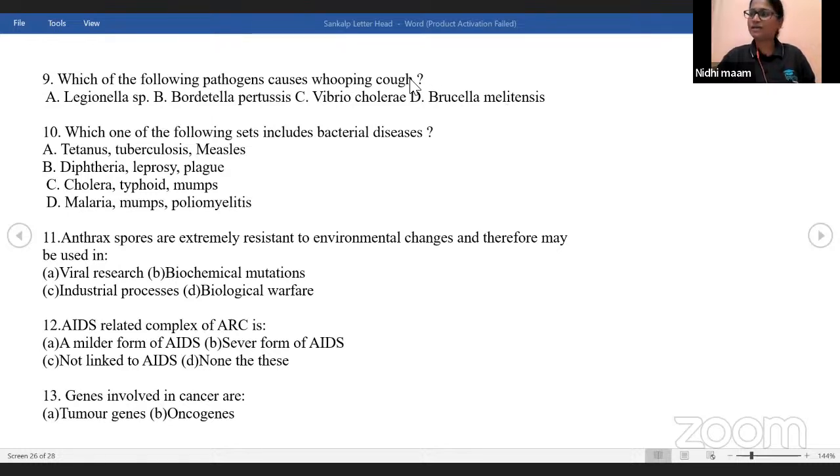Which of the set includes bacterial disease? Fine. So option C, that is cholera, typhoid and mumps is the right answer. Let us proceed to the next question. Okay. Anthrax spores are extremely resistant to. Before that, just a minute.